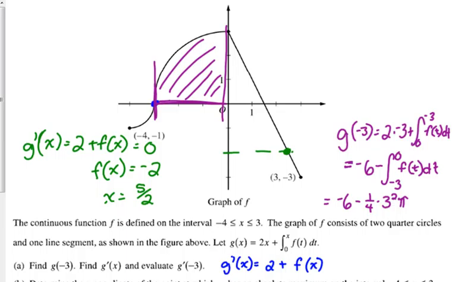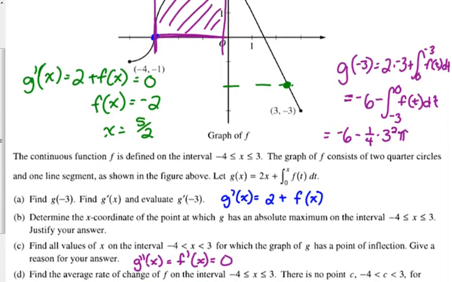It would change signs. Why? Because the function changes from increasing to decreasing. That's the only place where it changes from increasing to decreasing, meaning its derivative would change from positive to negative, making that an inflection point. That is the explanation for C.